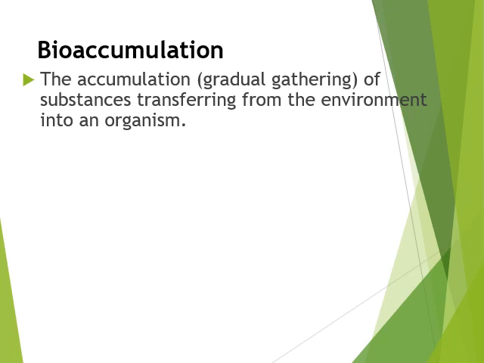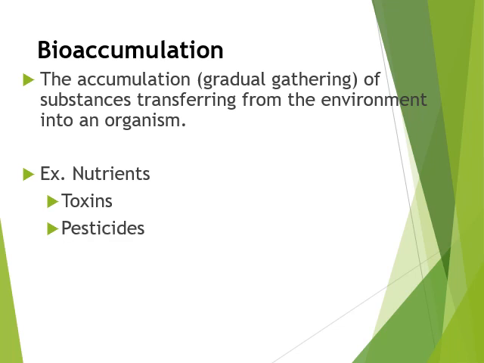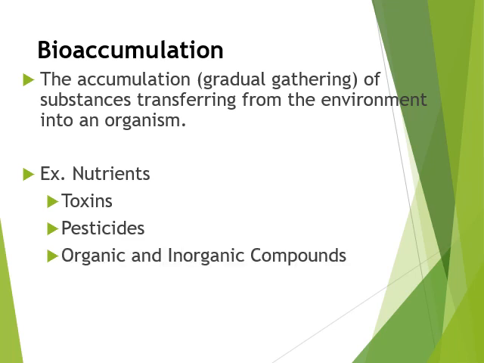These can be things such as nutrients. If you've got a fish that's eating plants, it's taking in the nutrients from those plants. It's using it to build muscle, to reproduce, and to produce energy to swim around. So the nutrients are really important. But it can also take in any toxins that might be in that plant life, some pesticides that might be around, and organic and inorganic compounds that may be in the water as well. It'll gather those over time, the more and more it eats the plants.